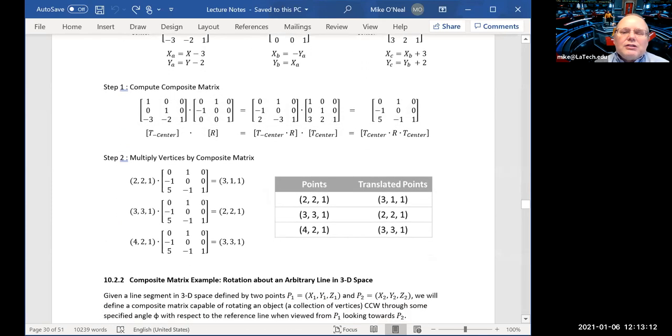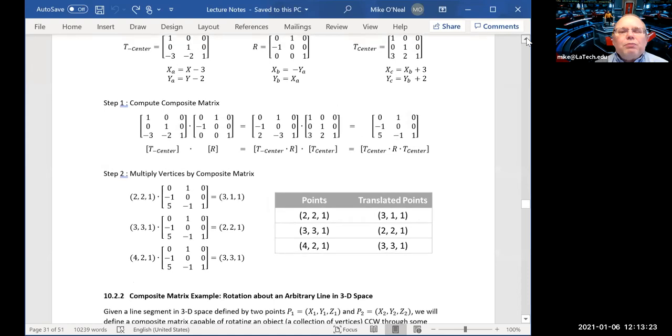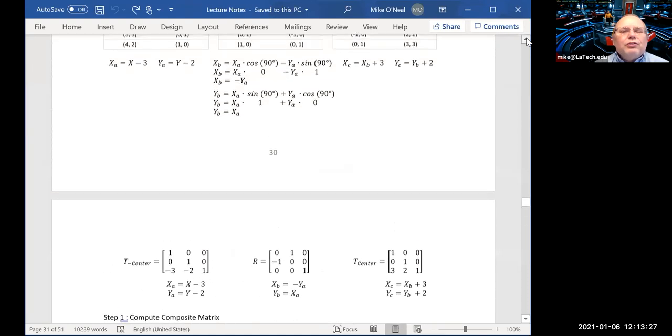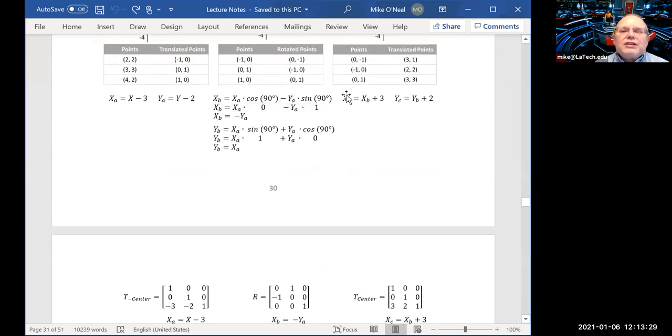Don't believe me? Take the original points, throw them through these matrices, you get the translated points. These input points give you the same output points that we got by going through this 3-step process here. It's 2, 2 gives you 3, 1. 3, 3 gives you 2, 2. 4, 2 gives you 3, 3.